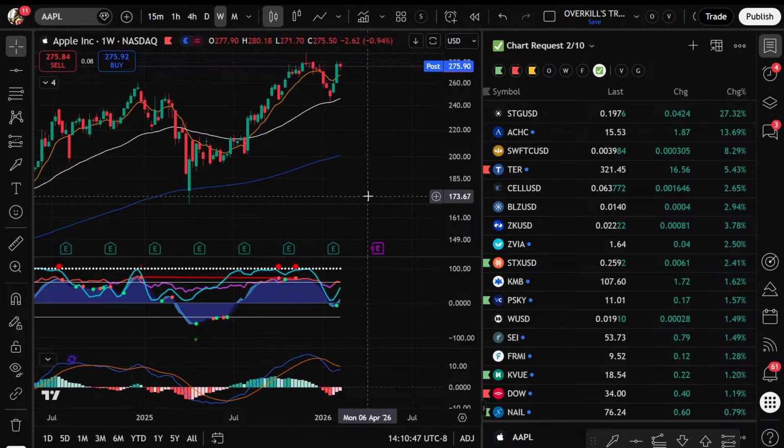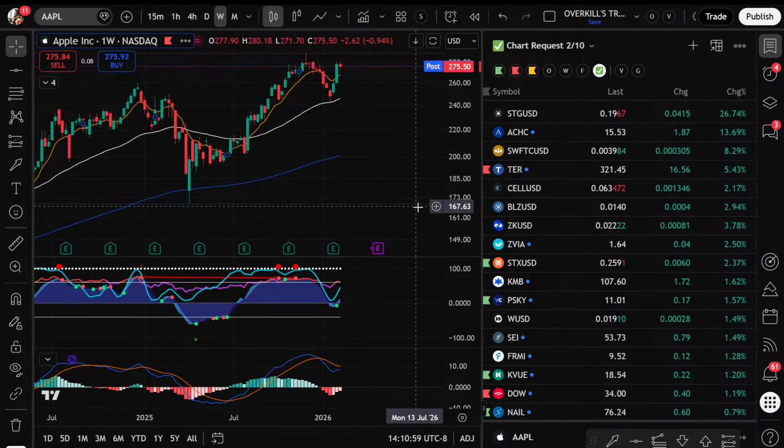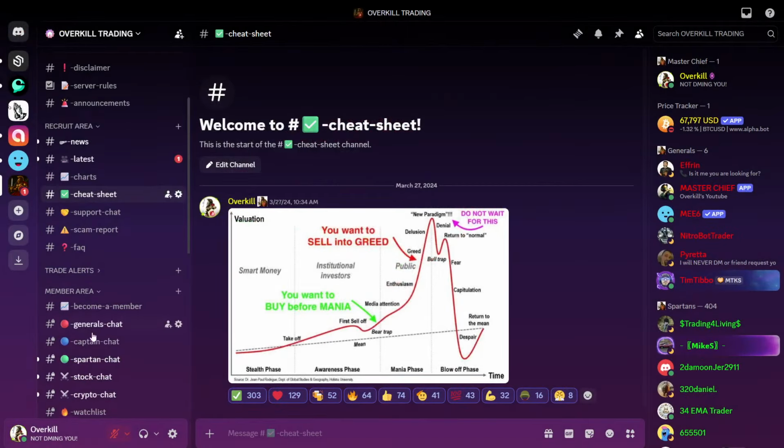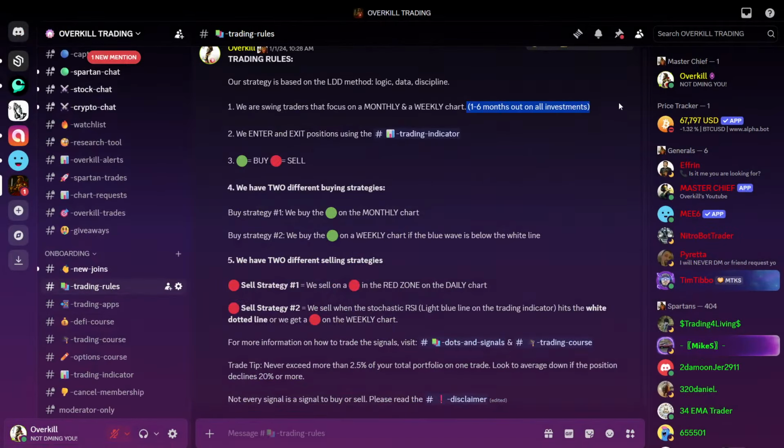I'm not a day trader. We are swing traders. It's so much easier to be a swing trader than a day trader. A swing trader takes time. The money's not made buying or selling. It's made in waiting with our strategy. You have to wait. That's why we put that 1 to 6 months on our trading rules. That means a minimum of 6 months, not a minimum of 1 month, for these trades to play out.